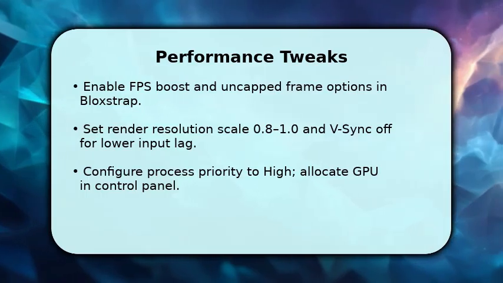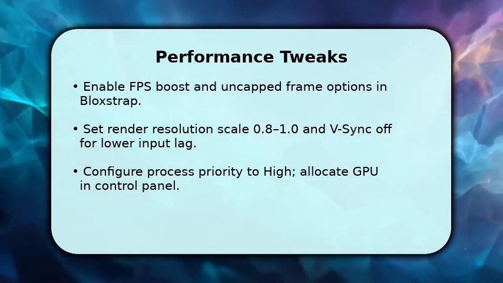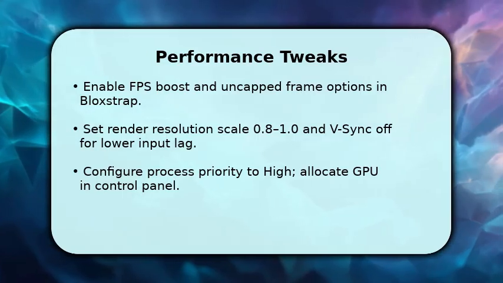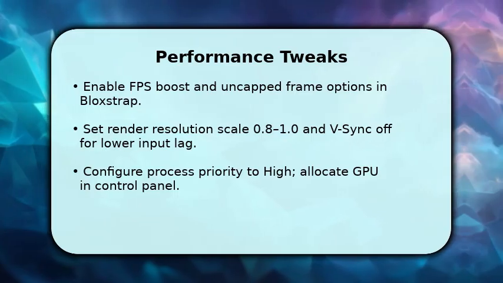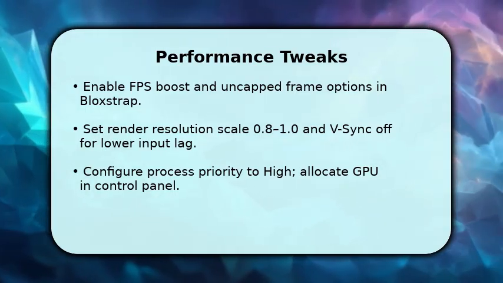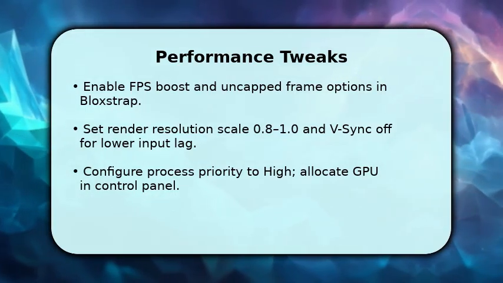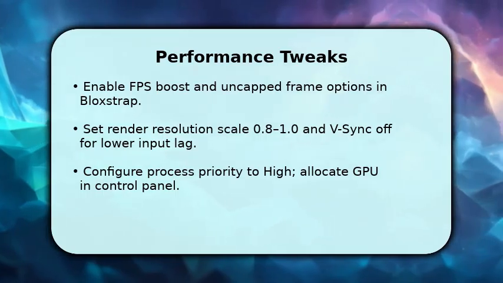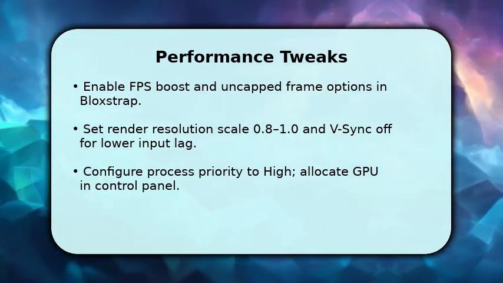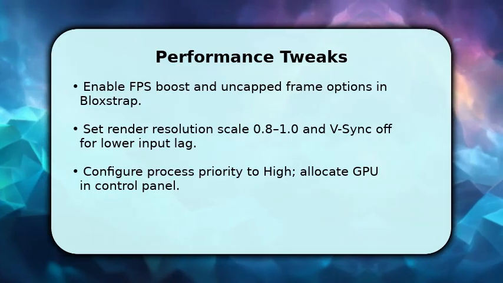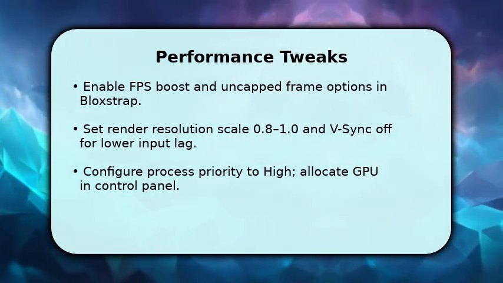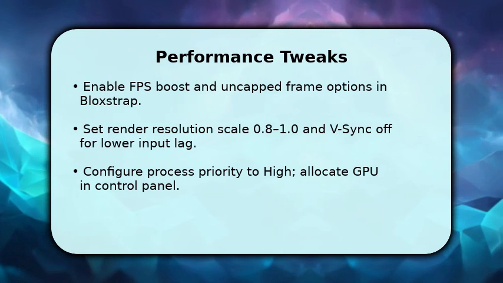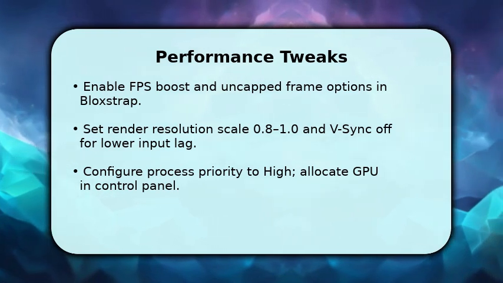Enable FPS boost and uncapped frame settings so the client won't artificially cap your output. Set render resolution scale between 0.8 and 1.0 to balance clarity and frames, and turn VSync off to reduce input lag. In Task Manager, set Roblox process priority to high, and in your GPU control panel, force the game to use the dedicated GPU. Once these changes are applied, test a quick match to verify stable frame behavior.